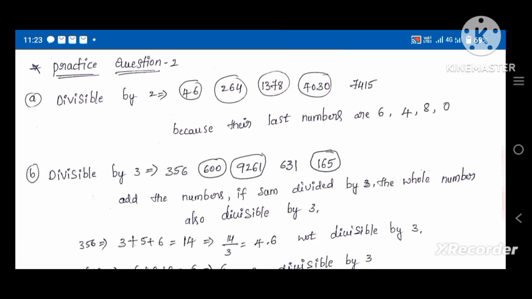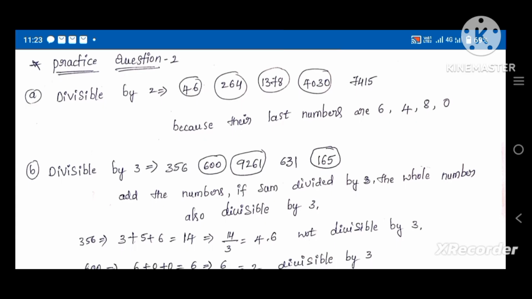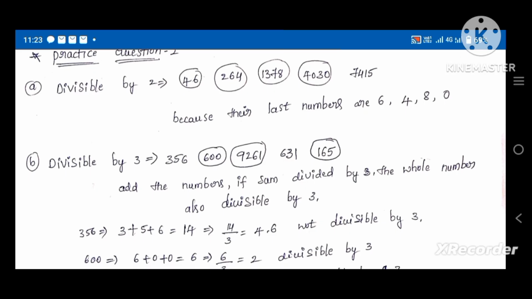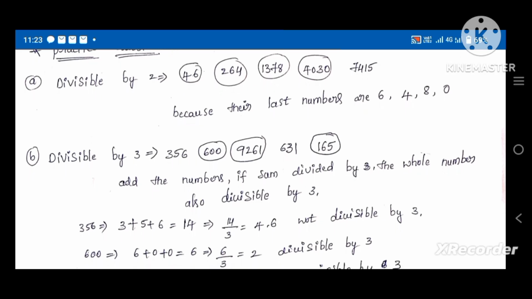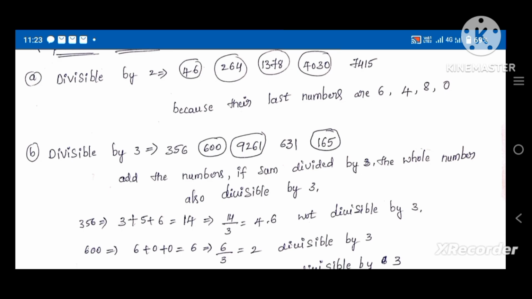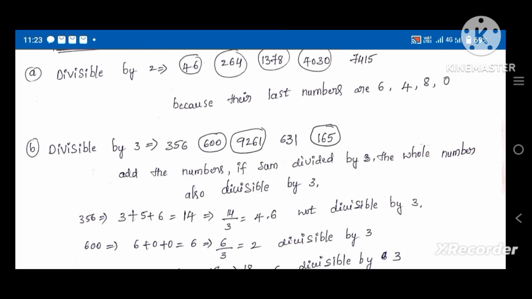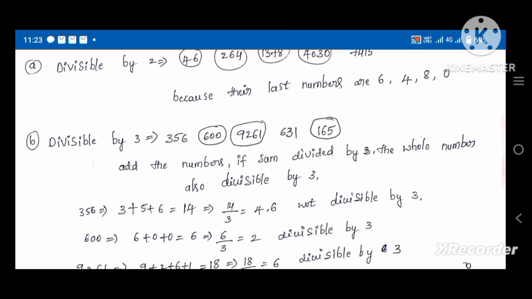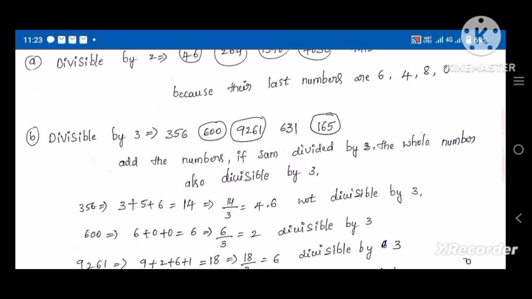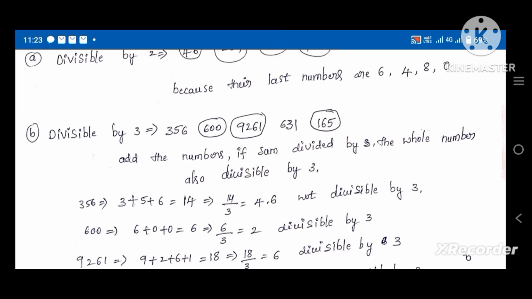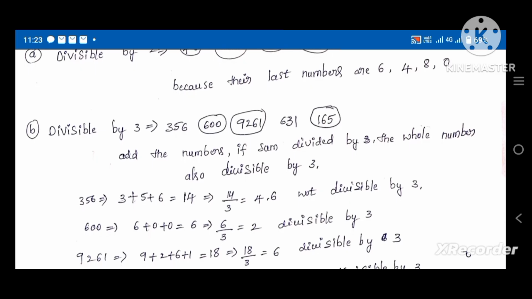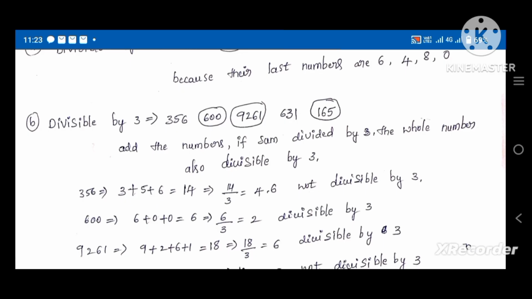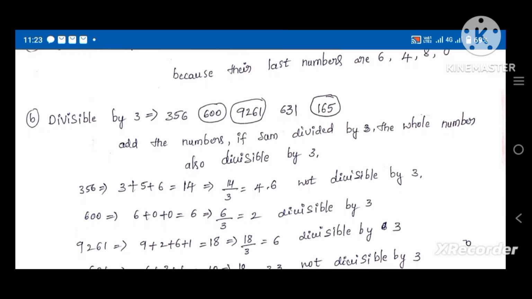B. Divisible by 3: 356, 600, 9261, 165. Add the digits. If the sum is divisible by 3, the whole number is also divisible by 3. 356: 3 plus 5 plus 6 is 14. 14 divided by 3 is not a whole number, so 356 is not divisible by 3.